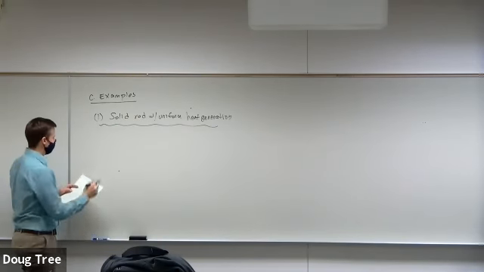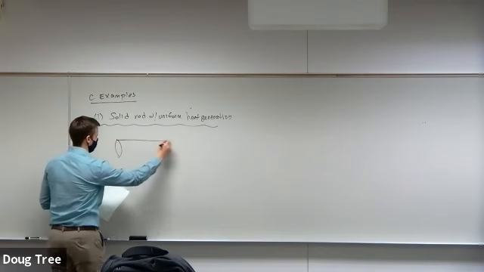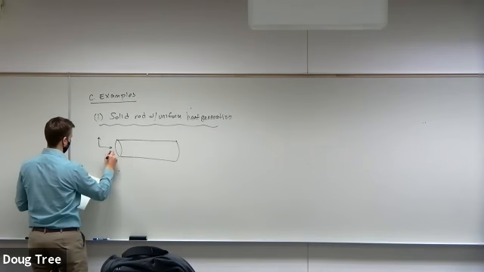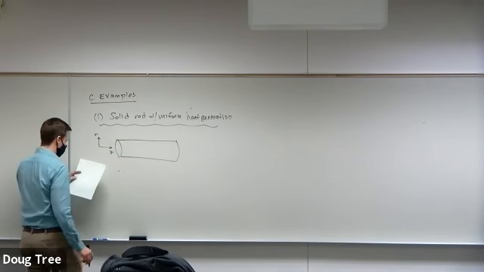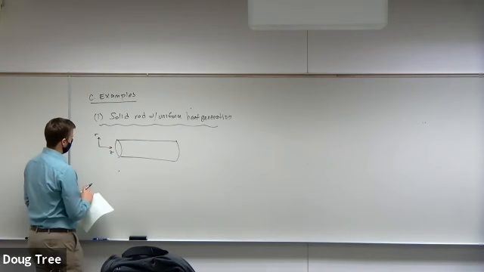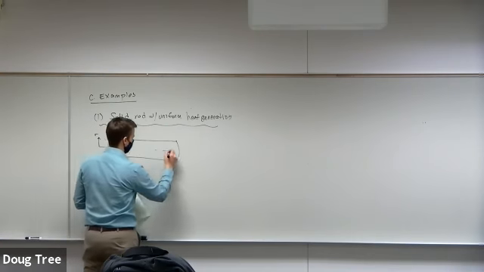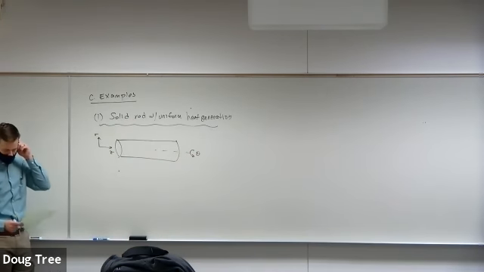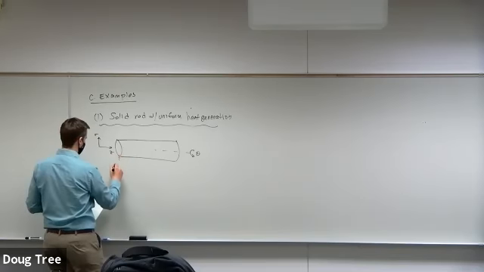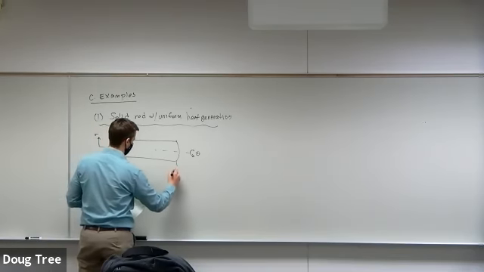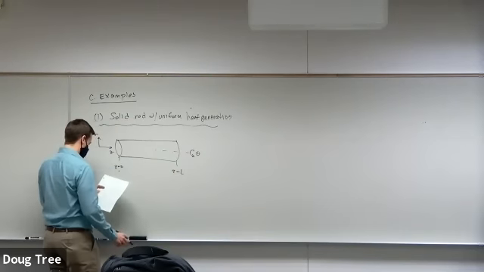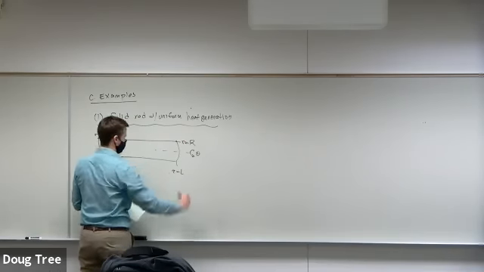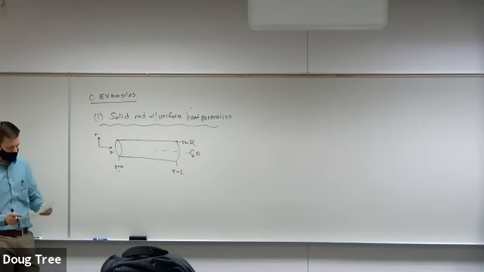Okay, so let's set up the geometry. So we have a rod. I'll call that direction Z, that direction R. That means, let's see, Z, R means our theta has to spin that way to be right-handed. We're going to say this is Z equals 0. This is Z equals L. We will call this out here R equals big R. We'll call the middle R equals 0.